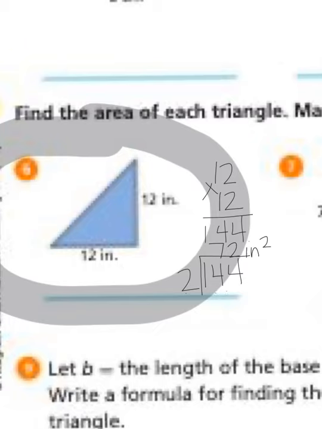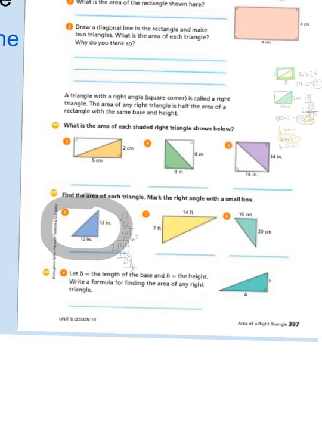2 goes into 14 7 times. 7 times 2 is 14. Subtract, you get 0. Bring down the 4. 2 goes into 4 2 times. 2 times 2 is 4. Subtract, you get 0. So I did know that half of 144 is 72 in my mind. So for the formula, you'll go back to 1/2 times base times height.